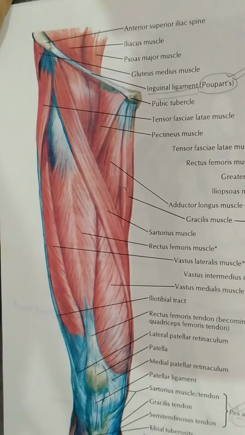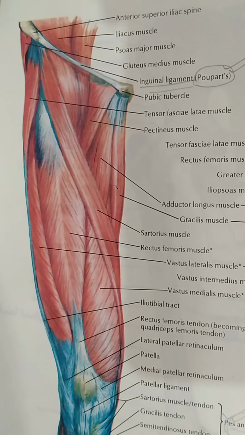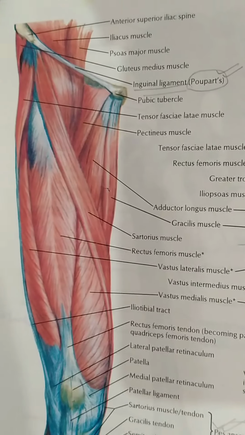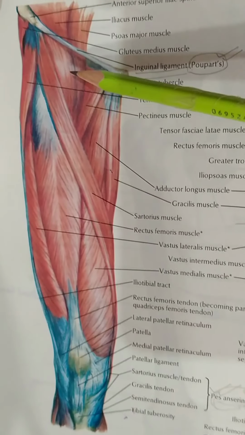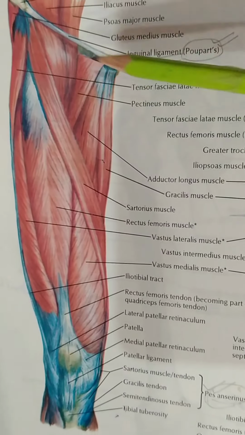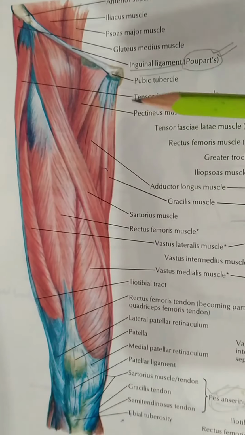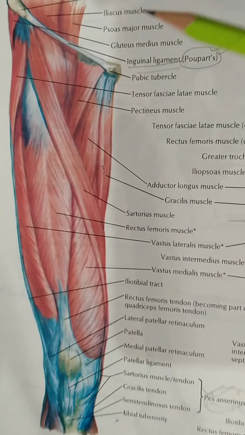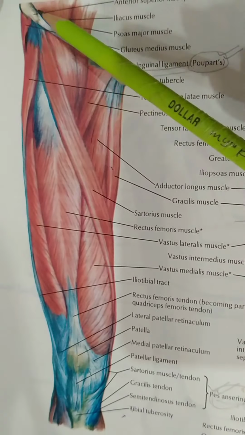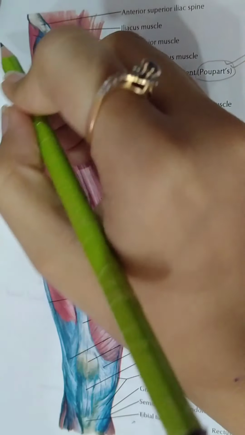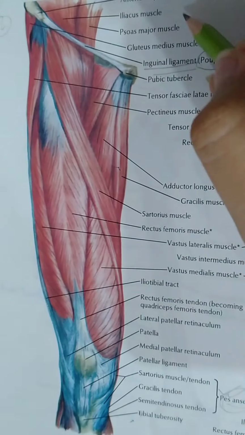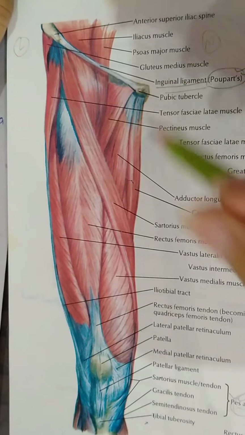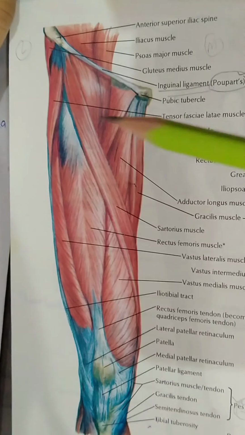Now let's see the figure of all these muscles. So they belong to the medial compartment. We'll see these muscles because here is the pubic tubercle and here is the anterior superior iliac spine, which is on the lateral side. So this is our lateral side and this is our medial side. So we are looking now at the medial side.